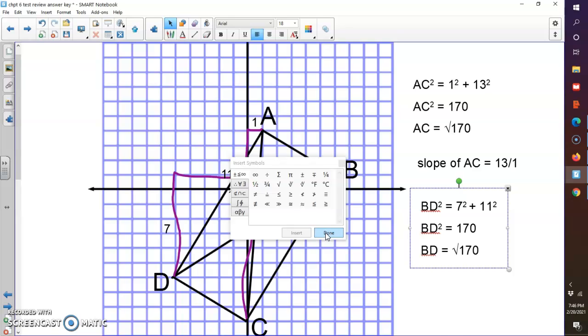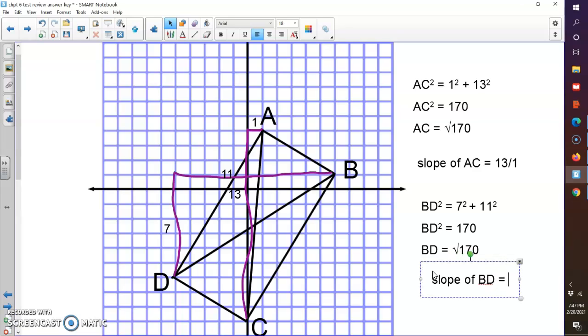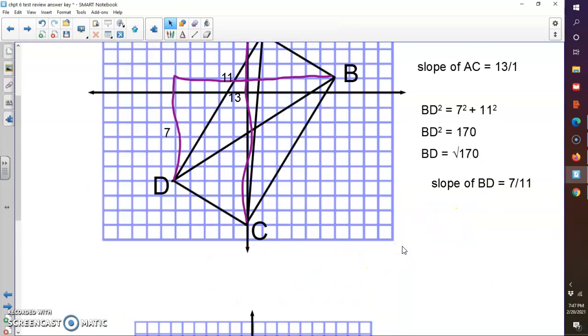The lengths are equal. Now my slope obviously is going to be different. My slope of BD is equal to 7 over 11. So therefore the slopes are equal but not perpendicular. Therefore I have a rectangle.